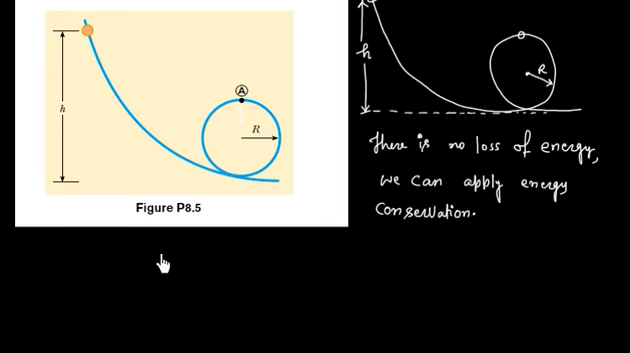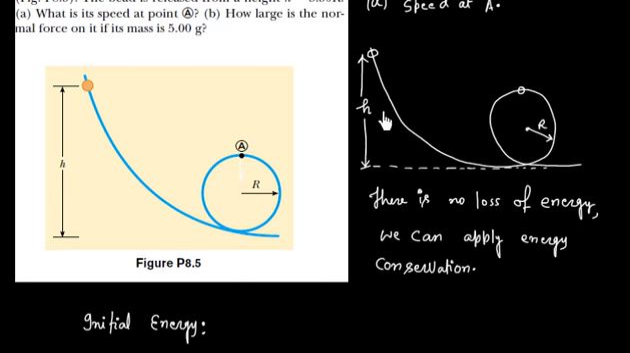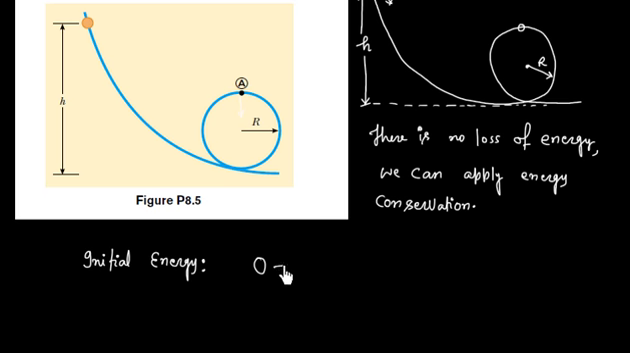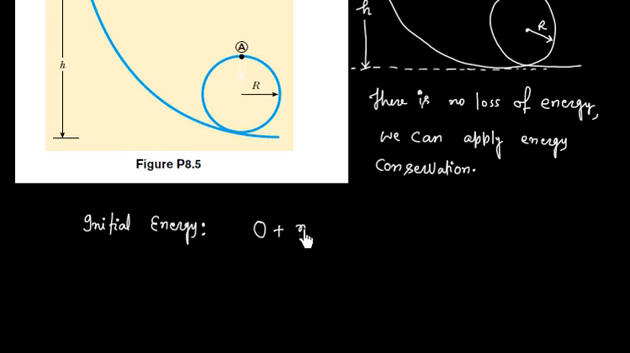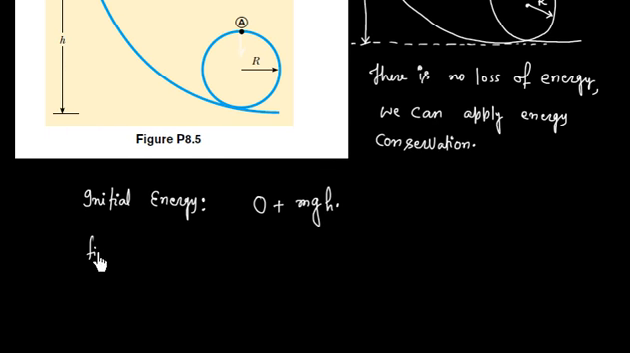So let us first write total initial energy. Initially this mass is at rest, so it starts moving downward with velocity 0. So kinetic energy is 0. It will have gravitational potential energy. This is datum line. So from this point height is h. So potential energy is mgh. Now let us write final total energy.